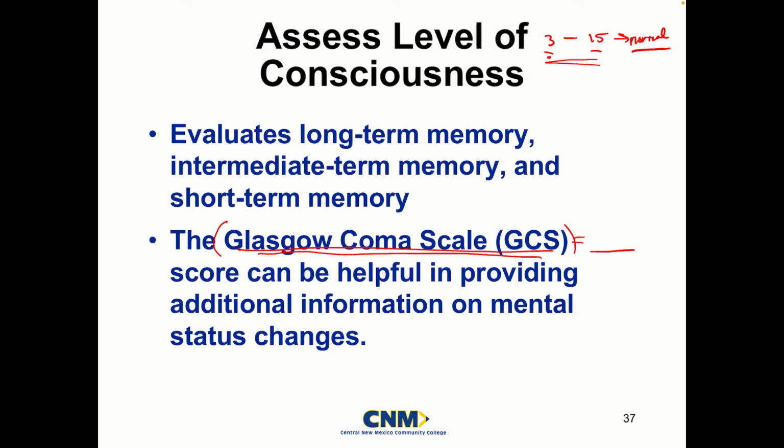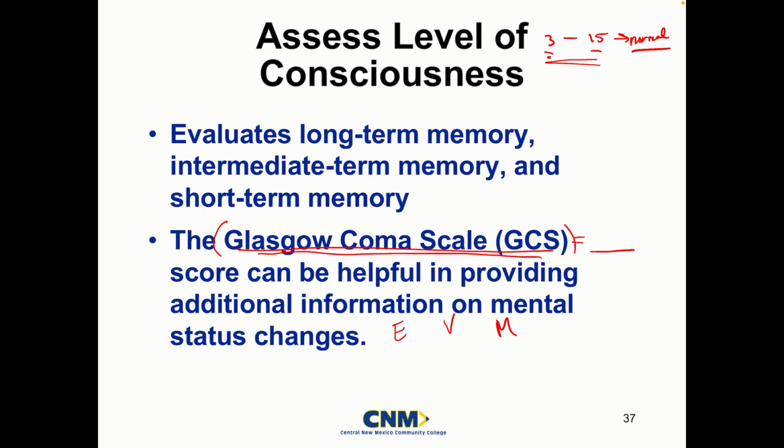So to memorize the 3 categories, again, the scale's not on here, might be in a later slide, but let's just do it right here. It's listed in your book. The 3 categories I want you to list just like this: EVM, okay, those are the 3 categories. E is for eye opening, V is for verbal, and M is for motor response, or basically following commands.